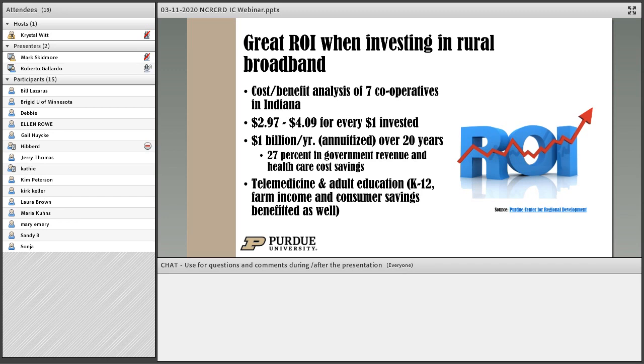Again, the internet may have started as an entertainment tool, but now it is becoming more and more important and critical. So this is a very interesting ROI, and if you need that kind of stat to convince some folks in your communities as to why to invest in rural broadband, please drop me a line and I'll be happy to share this study with you. I'm sure the rural portions of your states are very similar to Indiana. But telemedicine and adult education were the two main drivers of this high ROI based on the study we completed.